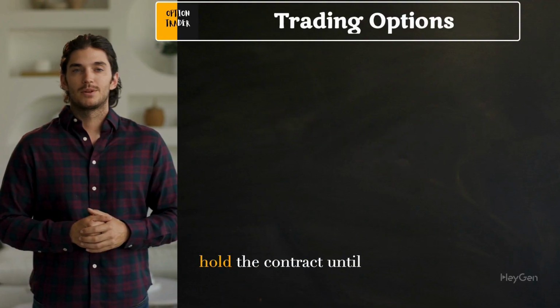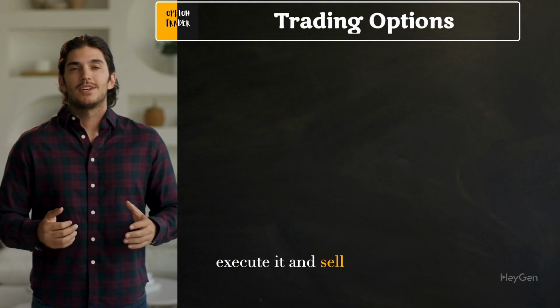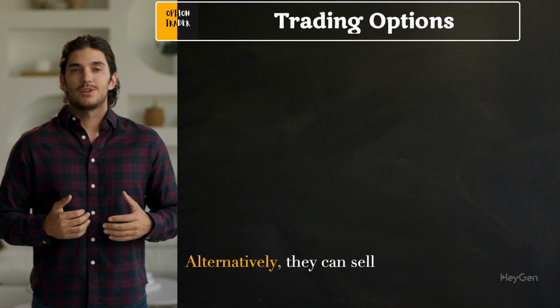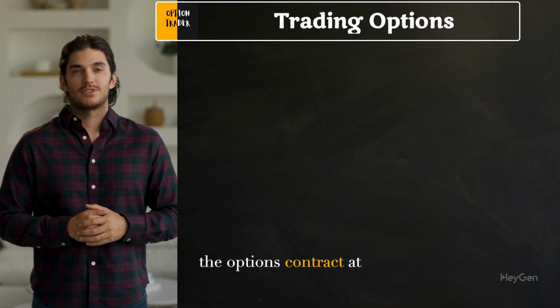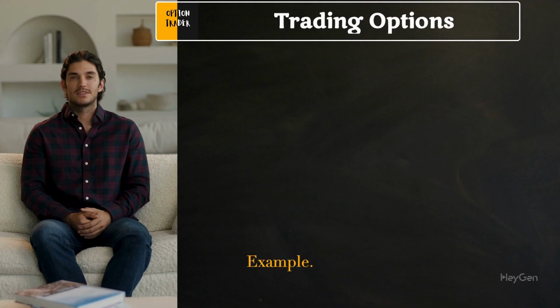The put buyer may hold the contract until the expiration date, at which point they can execute it and sell the underlying asset. Alternatively, they can sell the options contract at the market price at any time before the expiration date. Put option buyer. Example.